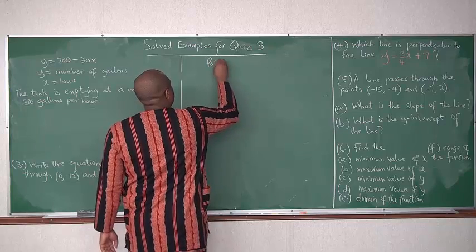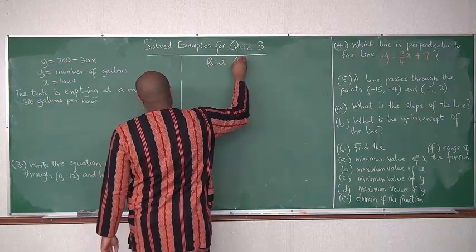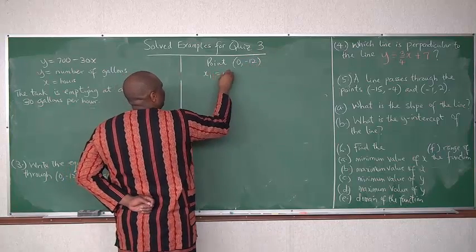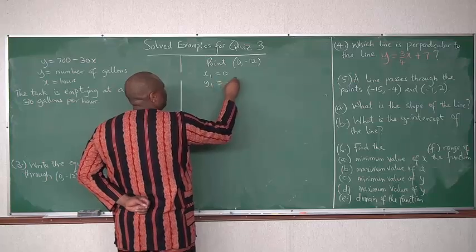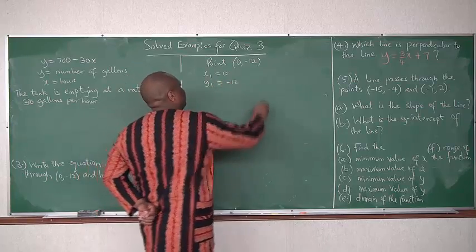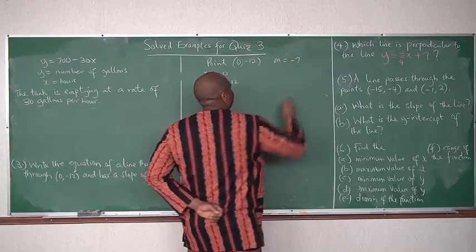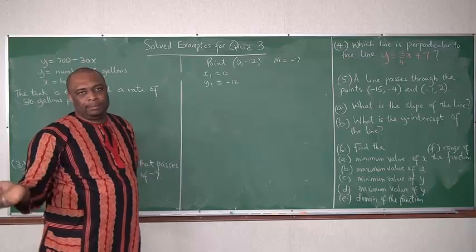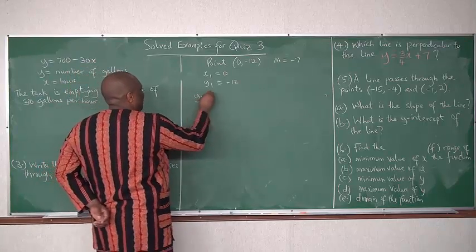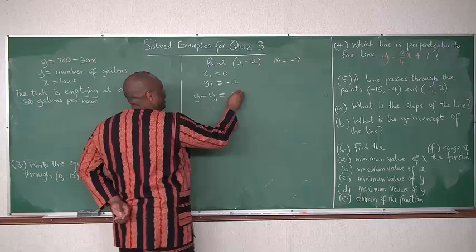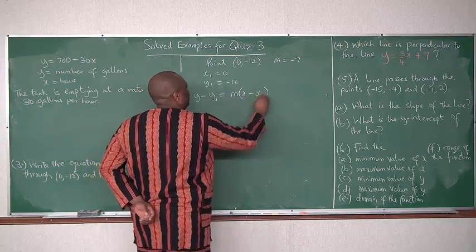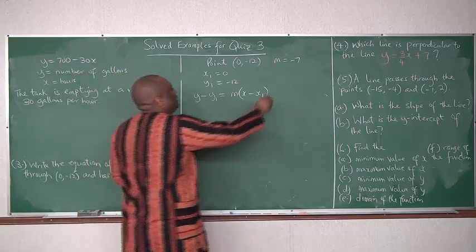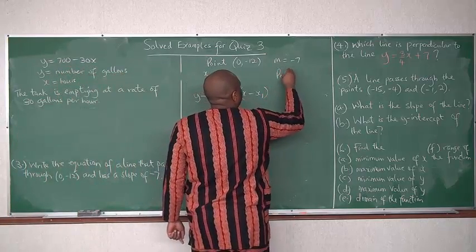The point is 0 and negative 12. So this means that x1 is 0 and y1 is negative 12. The slope is negative 7. So the equation of a line in point-slope form is y minus y1 is equal to m times x minus x1. This is the equation of a line in point-slope form.